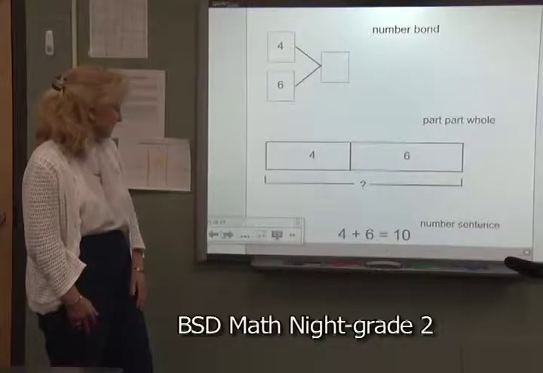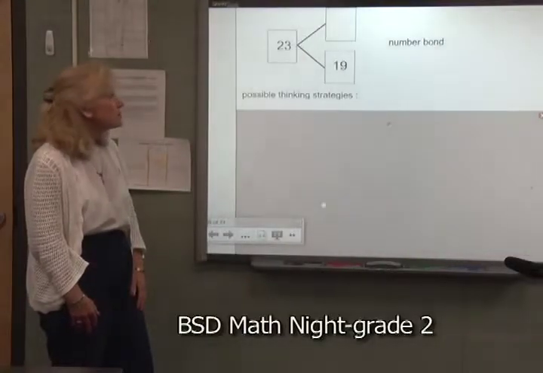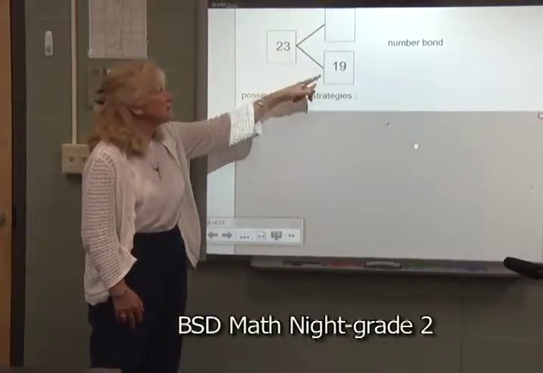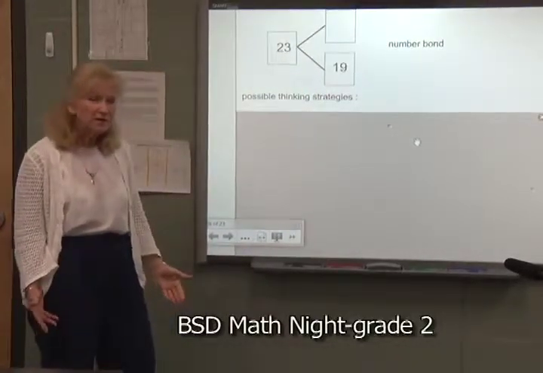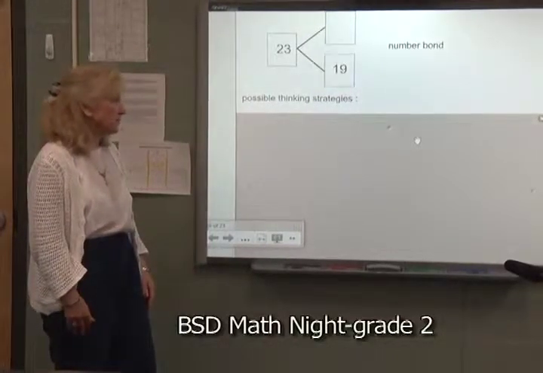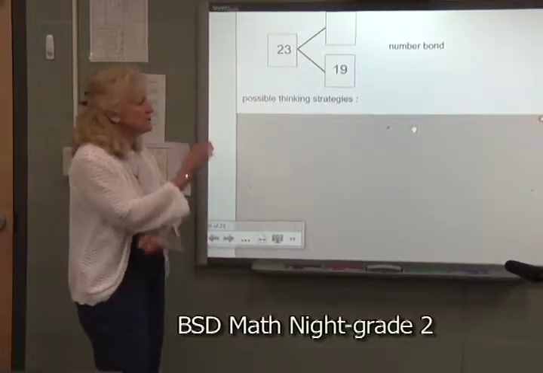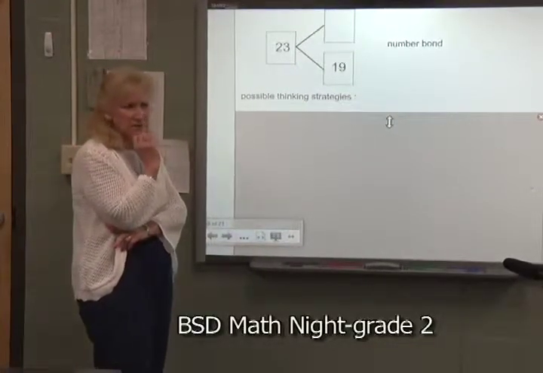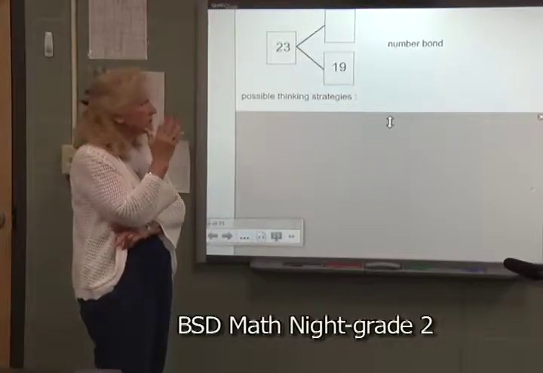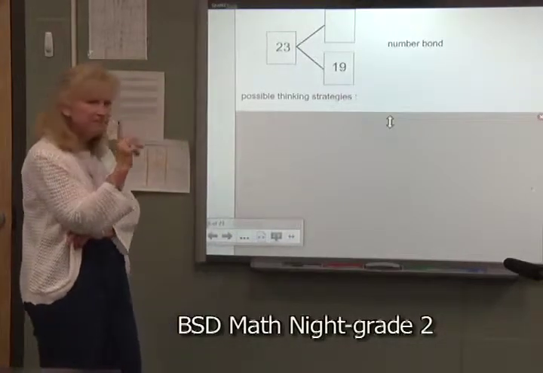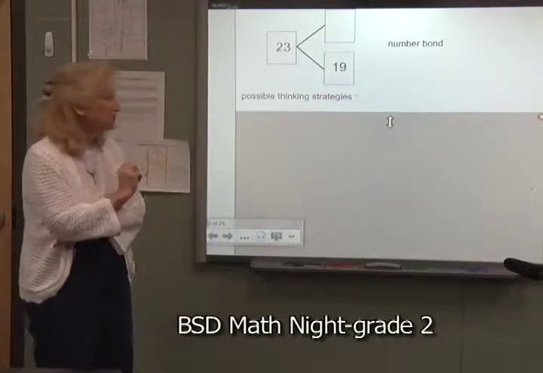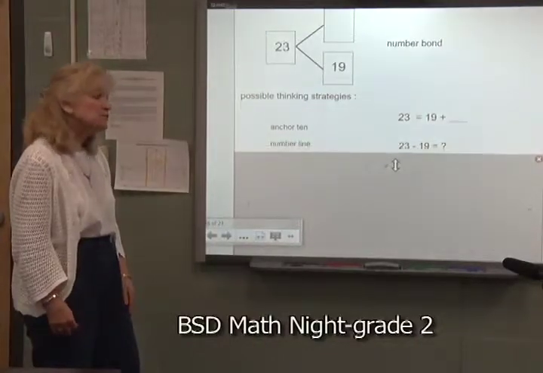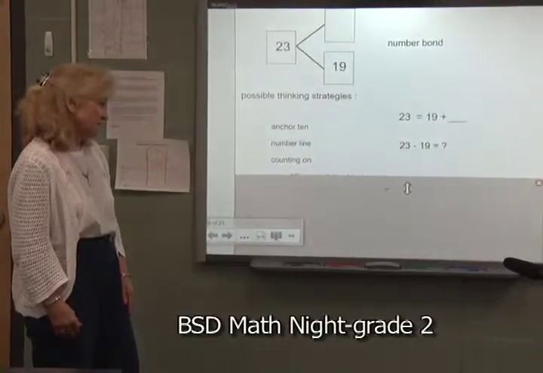Okay, Sally? Here's a number bond where one of the parts is missing, and we see our numbers are larger. This would be appropriate for first or second grade. What are some possible thinking strategies? Now, as an adult, you might be thinking, well, this is a subtraction problem, 23 minus 19, and I'm going to cross out and borrow and carry. Remember, we are first and second graders. Sally, let's look at some of the possible thinking strategies for this grade level.